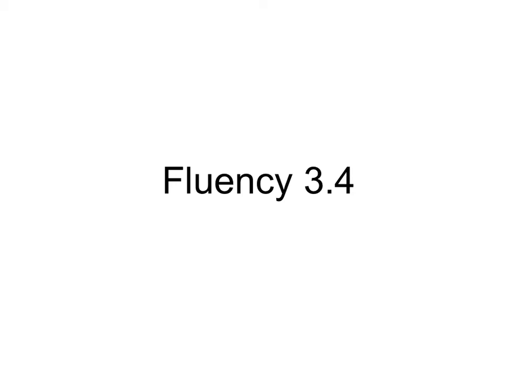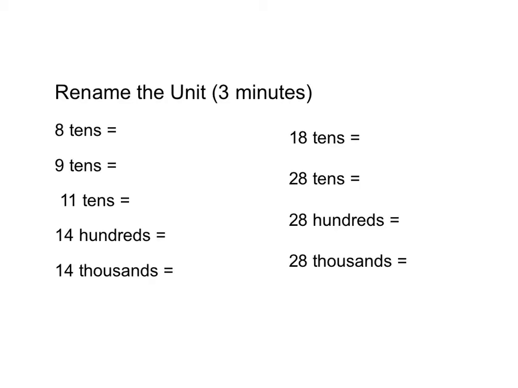This is Fluency Module 3, Lesson 4. We're going to continue with some area and perimeter work, and then we're going to try doing some things that will head us into this next unit, the next lessons that we'll be working on. So the first thing we're going to do is rename the unit, and this shouldn't take you very long.